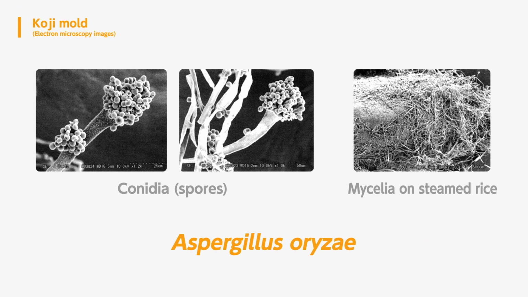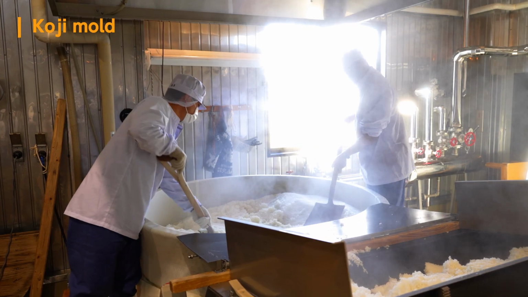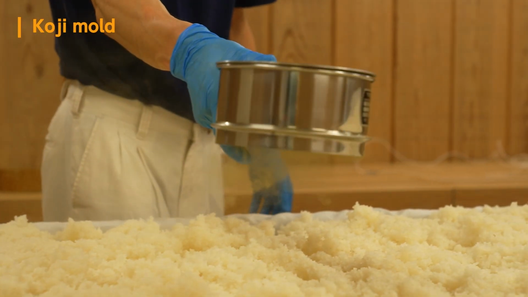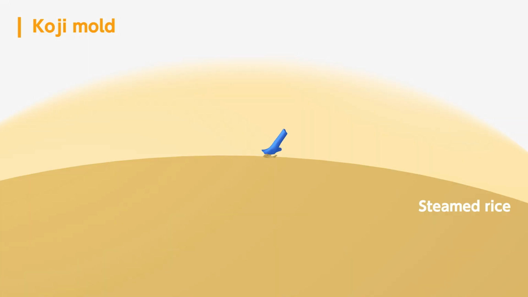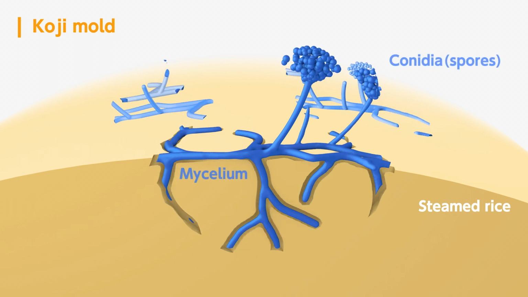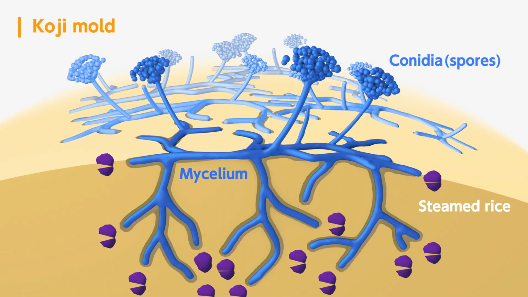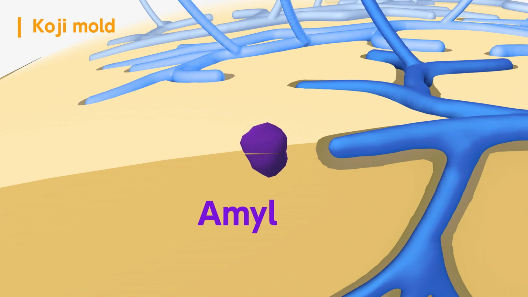This is koji mold. Its scientific name is Aspergillus oryzae. It is a type of filamentous fungus and a microorganism that plays a crucial role in sake brewing. Spores of koji mold are inoculated over the surface of steamed rice. Once the spores germinate, they will extend their mycelia toward the inside or outside of the steamed rice. A saccharifying enzyme, amylase, essential for sake brewing, is secreted from the tips of the mycelia. The product of this stage is called kome koji or rice koji.